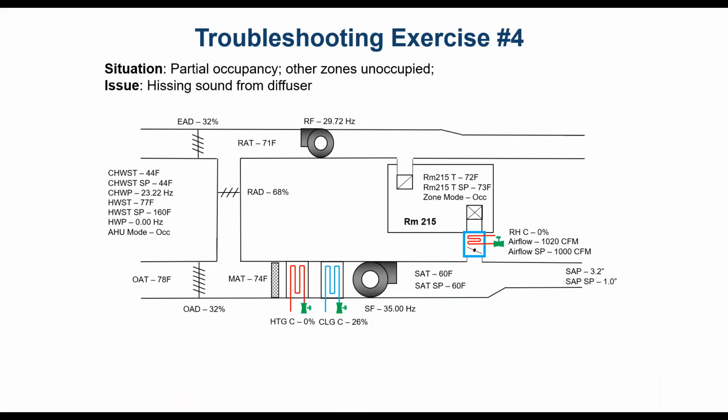Troubleshooting exercise number 4. Situation: partial occupancy, other zones are unoccupied, and you have a hissing sound coming from the diffuser. Pause the presentation, work through the methodical troubleshooting approach, and I will give you a hint here. Step 3, look at step 3.1.